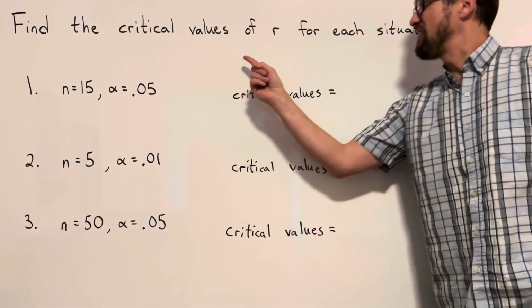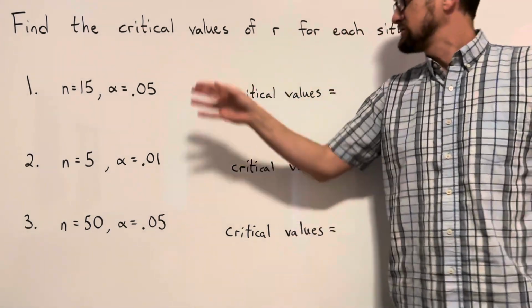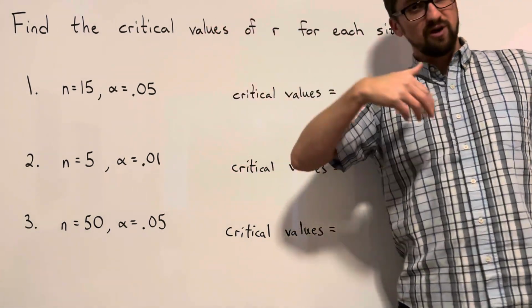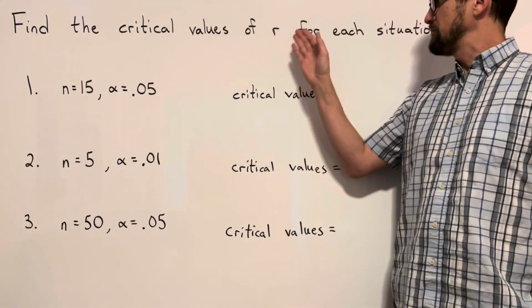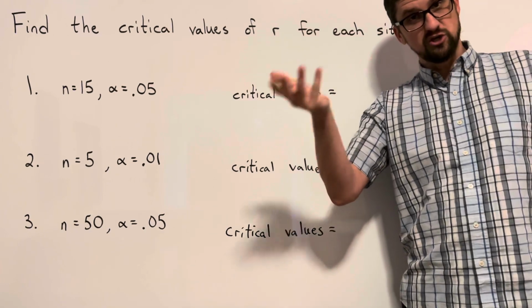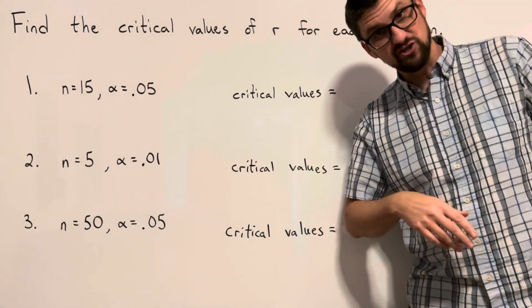Critical values of R for each situation. Now we're talking about linear correlation. The critical values, when you talk about linear correlation, are threshold values that you compare against the R to determine whether there is a significant linear correlation or not.